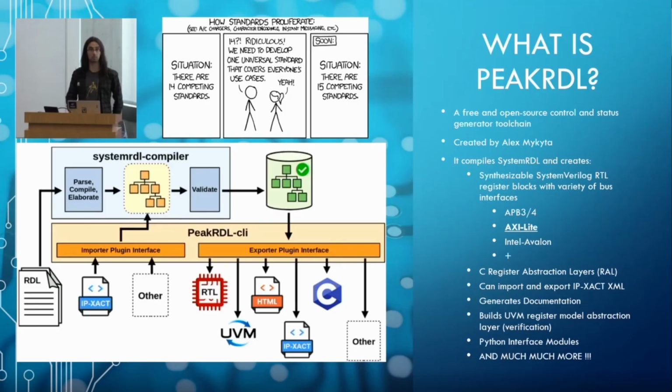It generates a C register abstraction layer. It can import and export IP-XACT XML. It generates documentation, builds UVM register model abstraction for verification. It can generate a Python interface module, and much, much more.